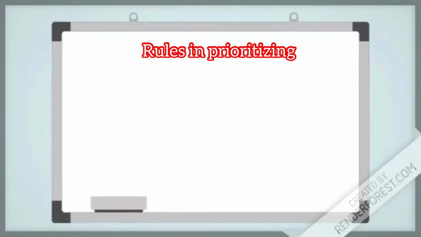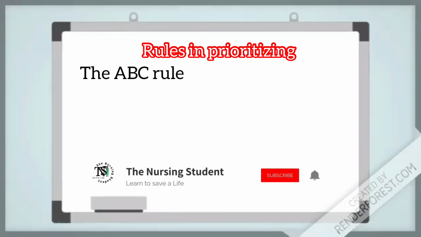Okay, so in prioritizing, I'll give you about 3 rules that I think might help. The first rule is the ABC rule that we all know of. That is the airway, the breathing, and then the circulation. So when a patient comes to the ward, the first thing that you should check, especially in the emergency ward, is the ABC: the airway, the breathing, and the circulation.